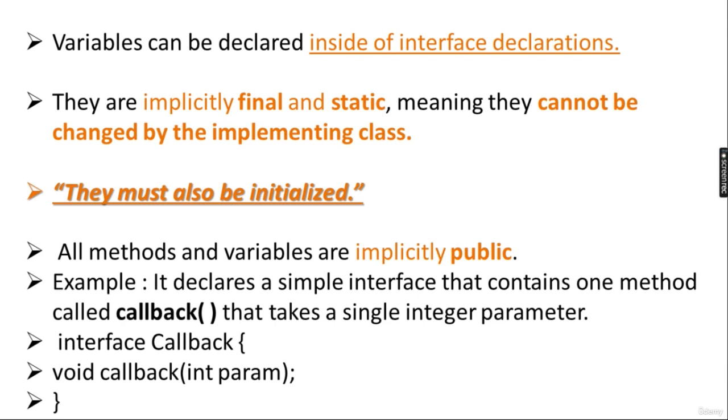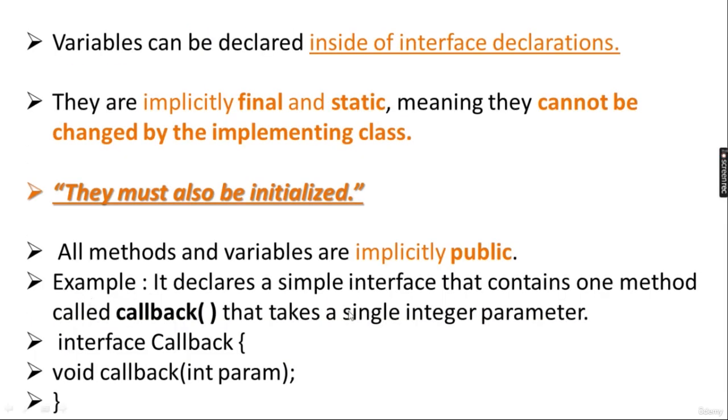Example: it declares a simple interface that contains one method called callback and that takes a single integer parameter. Interface callback. This is the example of an interface. Interface callback. No access specifier is written over here. What does this mean? This means that there is a default access specifier. Default access specifier, then the interface keyword, then the interface name, and one method, the callback method, void callback with an integer parameter.